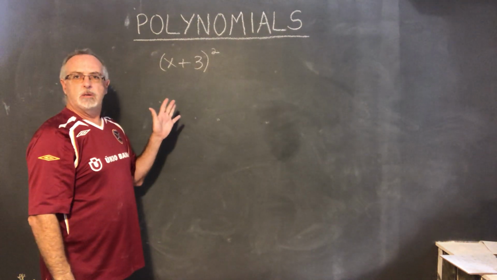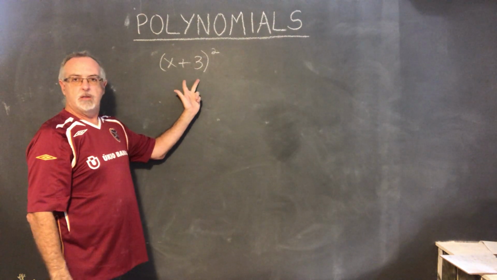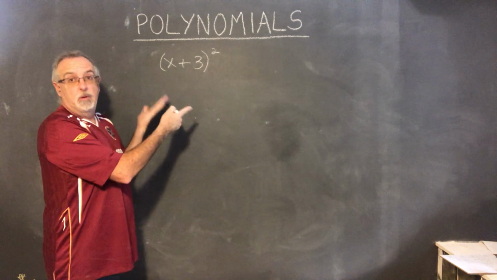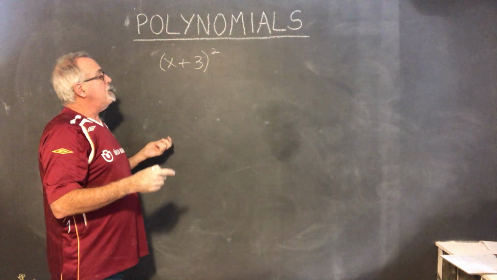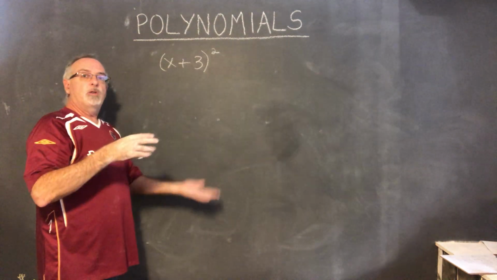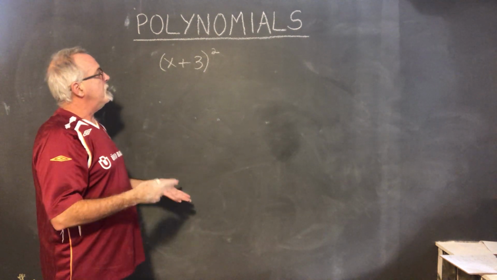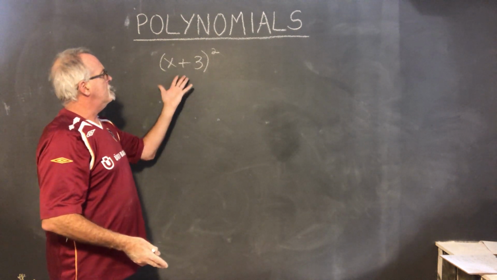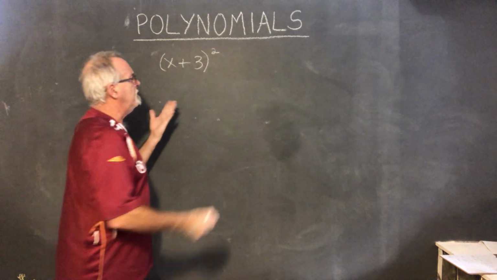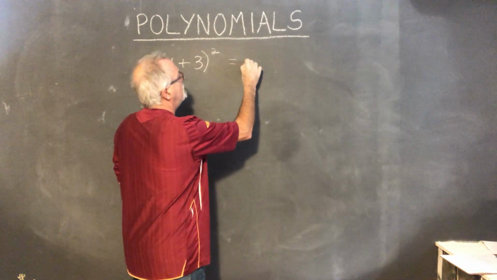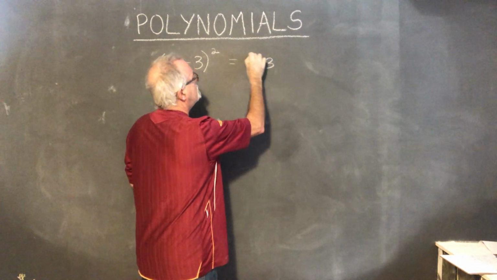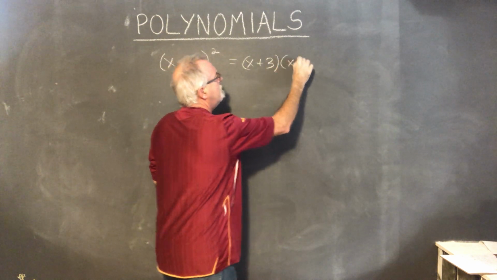How am I going to do this? Now, there are tricks to doing this. Squaring a binomial is what we're doing. And I know that there are tricks, and it's good to learn different ways of doing things, but one way of doing this is to just say, well, when I'm squaring a binomial, I'm just multiplying. It's the same as x plus 3 times x plus 3.